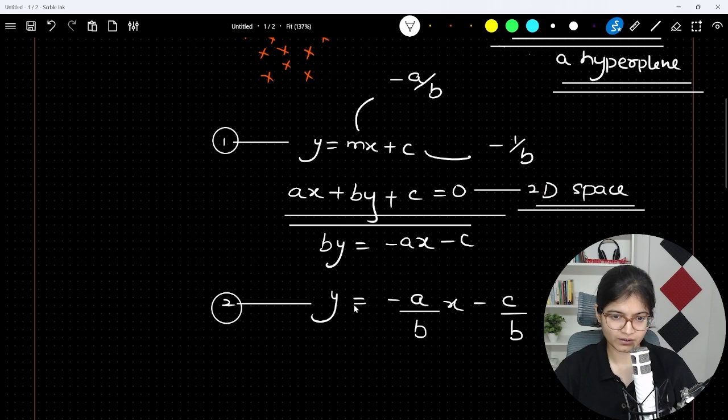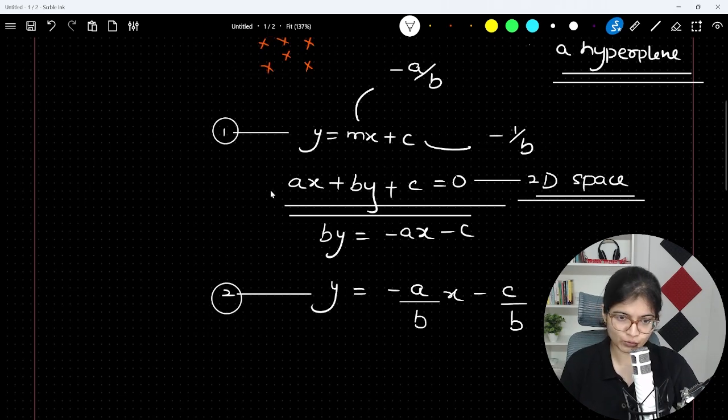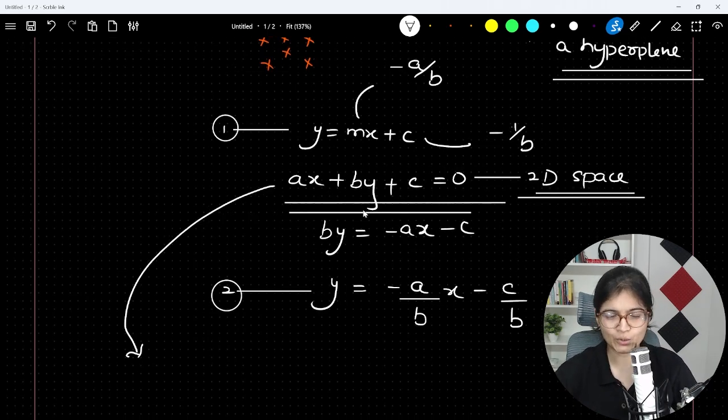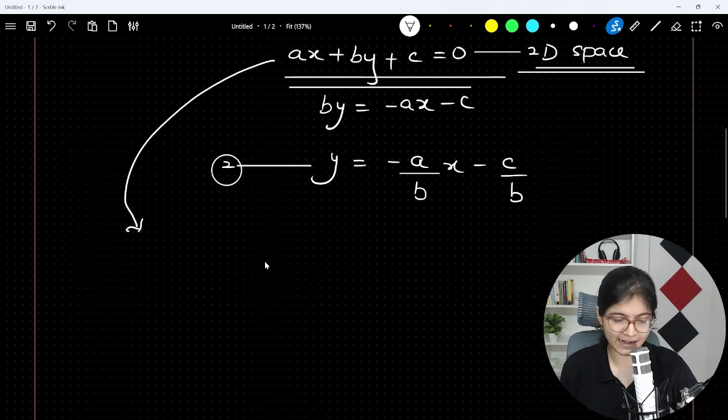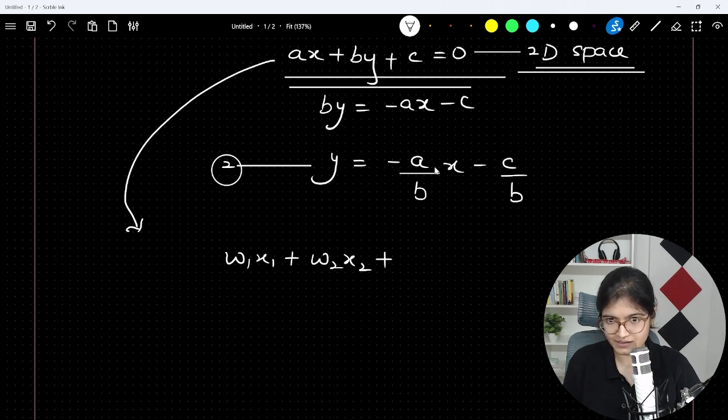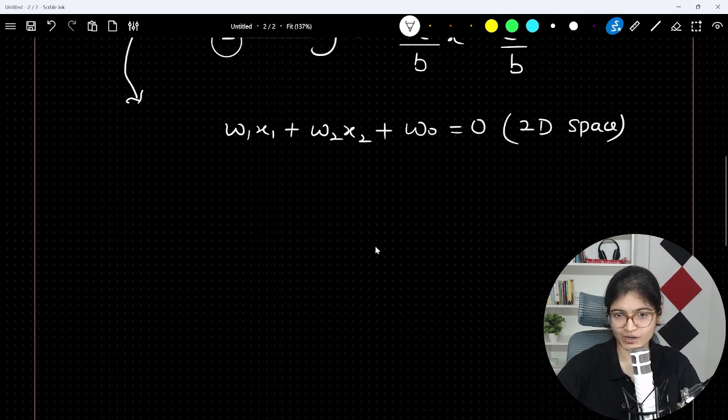Now, let's say the same thing I have to represent in terms of w and x, so that the confusion will be less when we go to higher dimensional space. Can I write it like this: w1 x1 + w2 x2 + w0 = 0, where I'm representing the intercept, which is c, as w0. Can I say this is the equation of two-dimensional space? Now it will be very easy for you to understand.